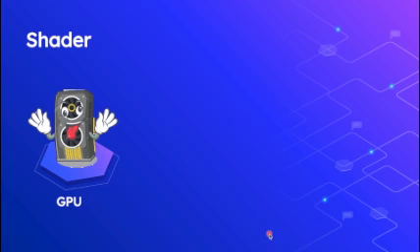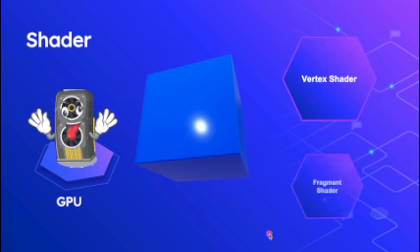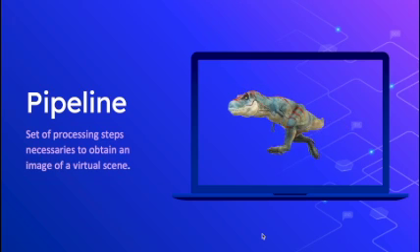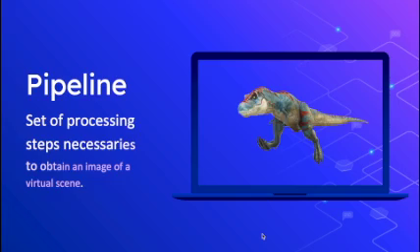The shader is a program that runs on the graphics card which is responsible for making the shadows in the graphics as they were in real life. As we can see in this cube, there are two main shaders which will be defined later. And the pipeline is like a production line. It's the set of processing steps necessary to obtain an image of a virtual scene.